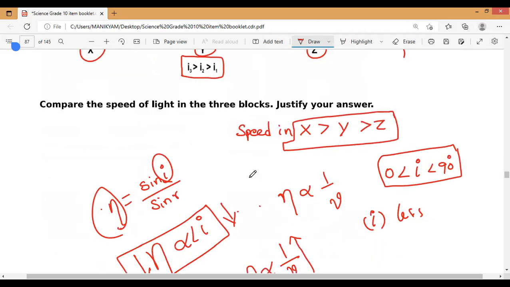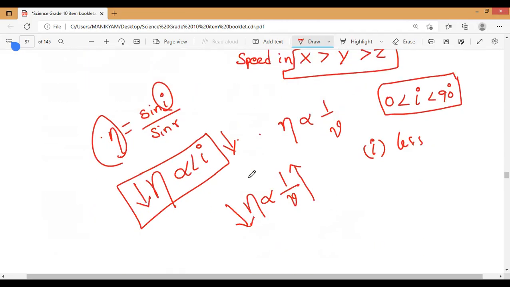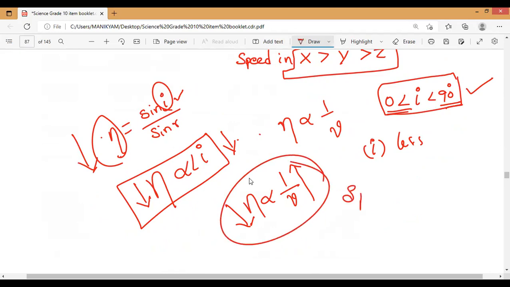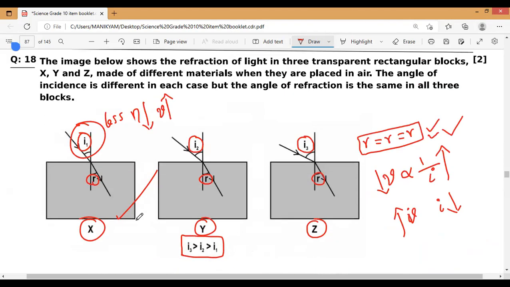So here two statements you should remember. According to Snell's law, the refractive index is directly proportional to the angle of incidence. It will vary from 0 to 90 degrees, the most important one. So if the angle of incidence is less, the refractive index is also less. If the refractive index is less, then speed is greater, or the velocity of light is greater. So here the incident angle is less, so the refractive index is less, so speed is more.